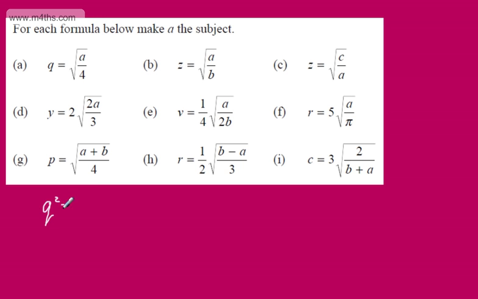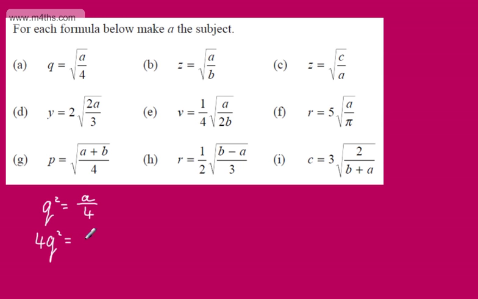That's going to give me q squared. The square of the square root of a over 4 is just a over 4. All we're doing now is doing the inverse operation or reversing this process. So q squared is equal to a over 4. I want a, so I'm going to multiply both sides now by 4.